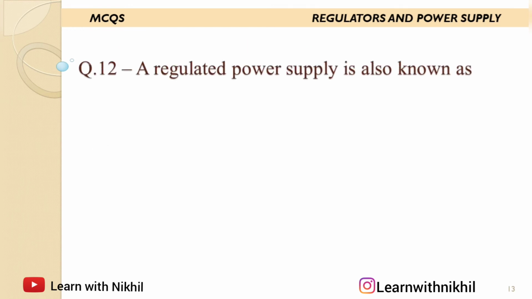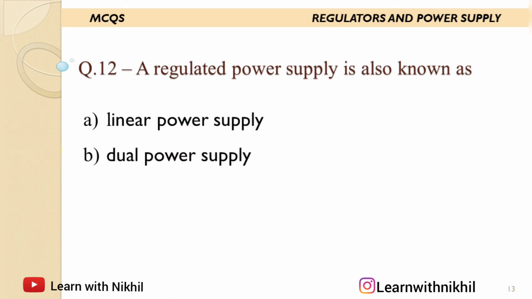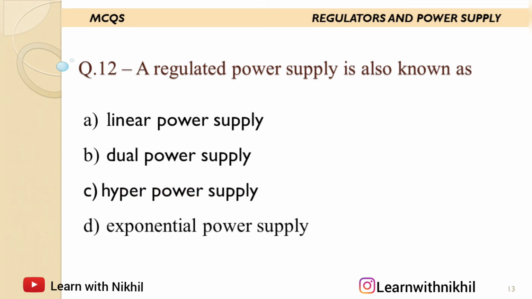Next question. A regulated power supply is also known as dash. A. Linear power supply, dual power supply, hyper power supply, or exponential power supply. So the regulated power supply is also known as linear power supply. So it is a straight line.